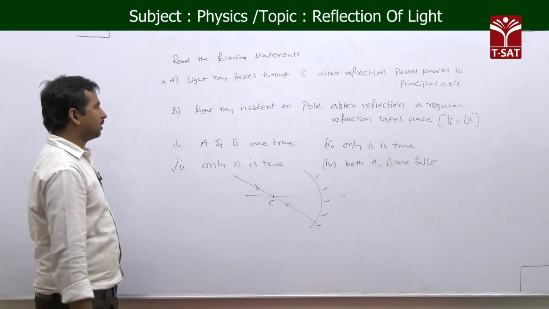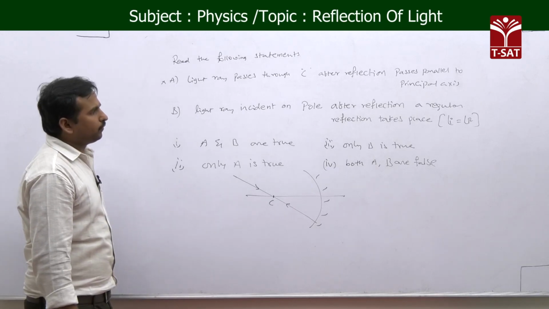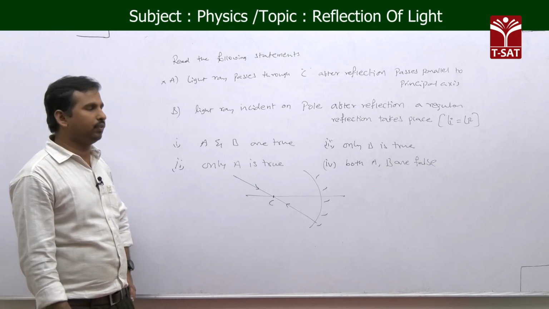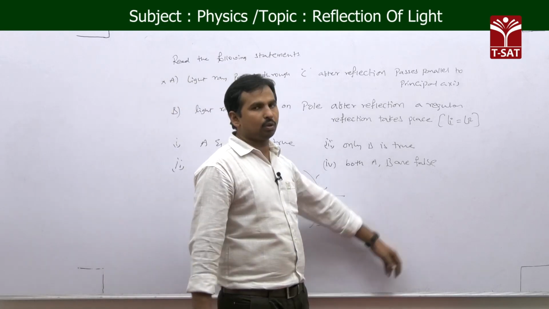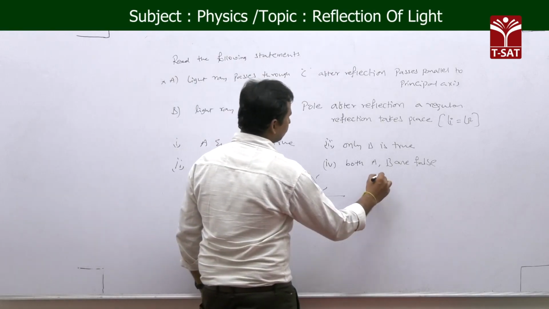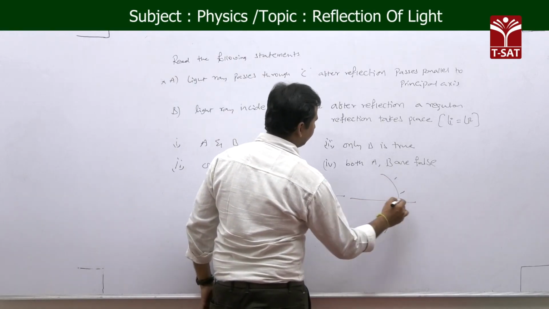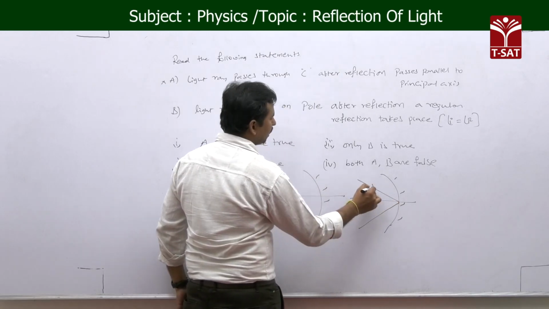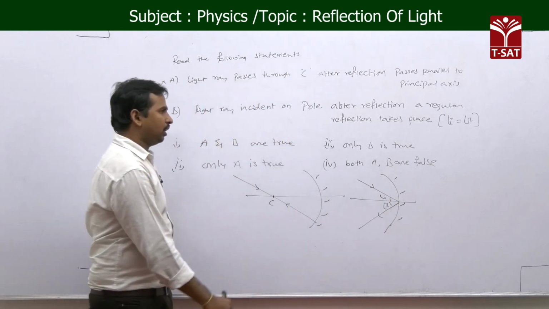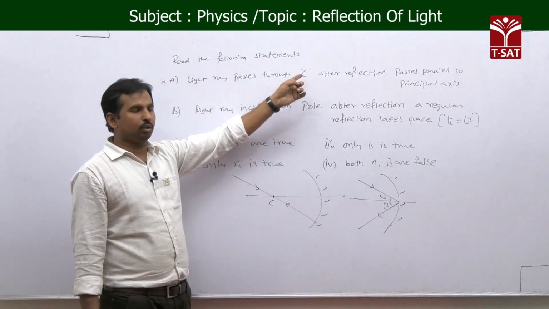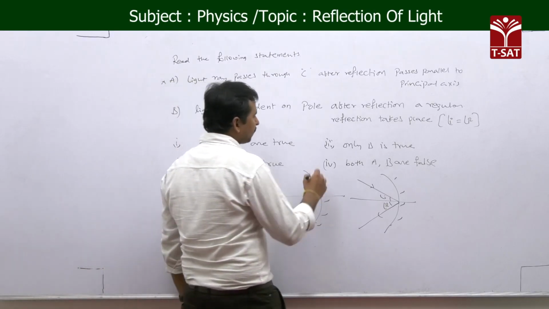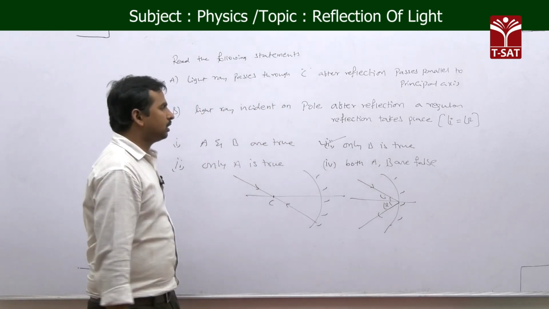Whereas, come to the second case: if the light ray is incident on the pole, after reflection a regular reflection takes place, where angle of incidence is equal to angle of reflection. This follows rule number 4, that is, when the light ray is incident on the pole of a spherical mirror, the angle of incidence and angle of reflection are the same. So statement A is wrong, whereas statement B is true. So only B is true, which is the third option.